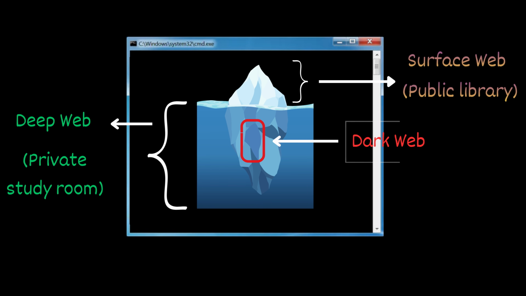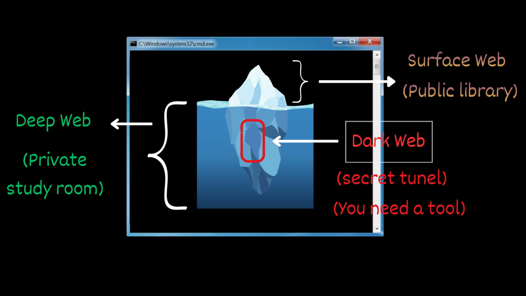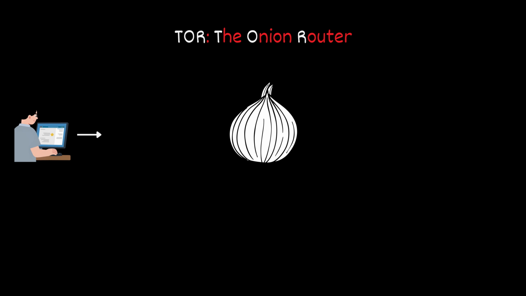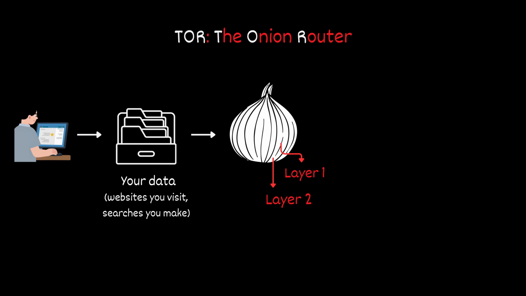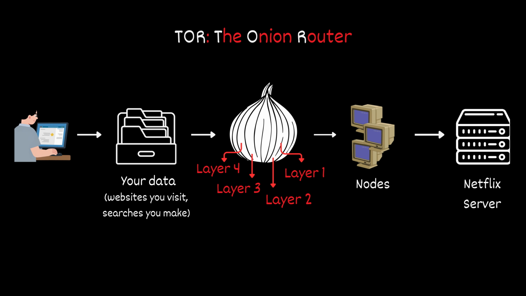Now, tucked inside the deep web, there is a tiny subset called the dark web. If the deep web is a private study room, the dark web is a secret tunnel behind the bookshelf. You can't just walk in with a normal door key. You need a specific tool to get in. The primary way people access the dark web is through a network called Tor, which stands for the Onion Router. Why an onion? Well, because Tor protects your privacy by wrapping your data in layers of encryption, like an onion's layers. This encrypted data is then routed through at least 3 randomly selected computers around the world, ensuring your online activities remain anonymous and secure.